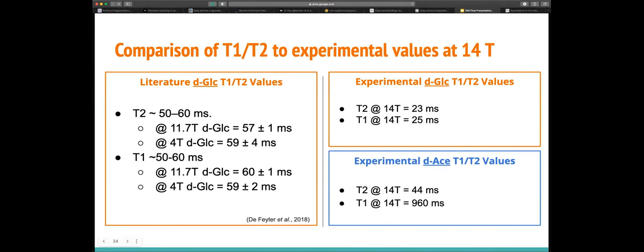And here we show T1, T2 measurements of the deuterated glucose in the orange boxes. On the left is the result from the literature, and on the right is the result from our own experiment. As we can see, there is a huge difference in both T2 and T1 measurements. At this moment, we don't have any clear explanation why. One guess is that the 180-degree adiabatic pulse we use is not perfect for either refocusing or inversion. We also put our measurements of T1, T2 for the acetate in the blue box. Unfortunately, no reference values have been published yet.